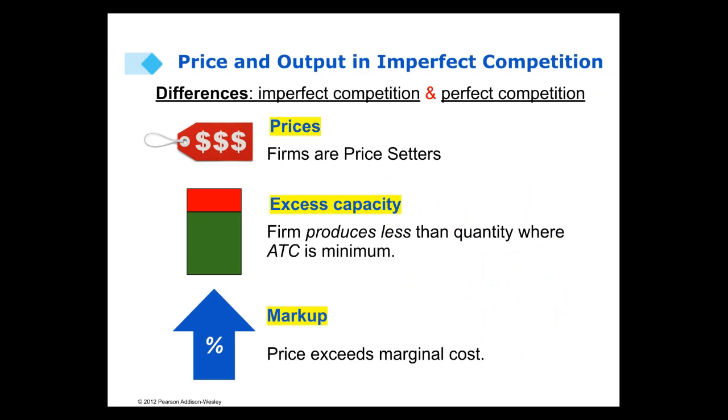Now, there are some differences between perfect competition and imperfect competition. The first one is that firms in imperfect competition are price setters. That's one of the ways they can compete, by changing or setting the price. The second thing is that there's excess capacity. Firms do not produce at the lowest point on the average total cost curve, and we'll get to that in a second. Lastly, there's markup. The price exceeds marginal cost. This is not the case in perfect competition, but there is positive markup in imperfect competition.